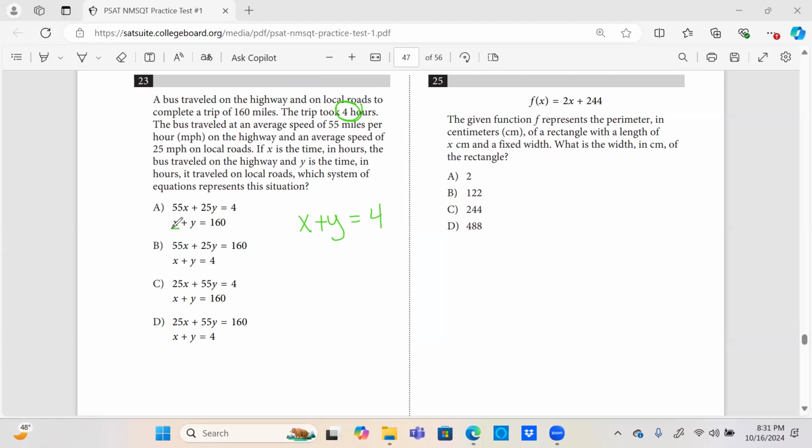So that will get rid of A because that has the wrong, and that will get rid of C. Okay. Now, miles wise, they were going 55 miles per hour on the highway. So 55 for every hour they were on the highway, plus 25 miles per hour on the local. So 25 miles per hour every hour they were on the local, and that added up to a total trip of 160 miles. So that would give us B. So again, that was really more of a reading question. All right, 24.